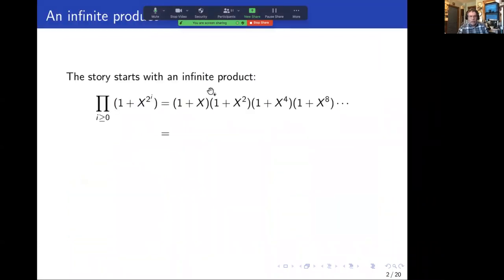All right, so the story that I'm going to talk about today starts with an infinite product, and it's probably an infinite product that almost all of you know, namely the product of 1 plus x to the 2 to the i, which can be written out as 1 plus x times 1 plus x squared times 1 plus x to the fourth, and so forth. If you work this out, what you get is just 1 over 1 minus x.